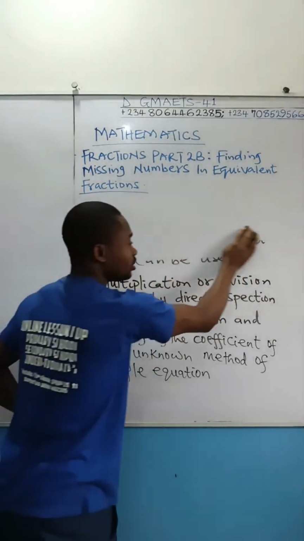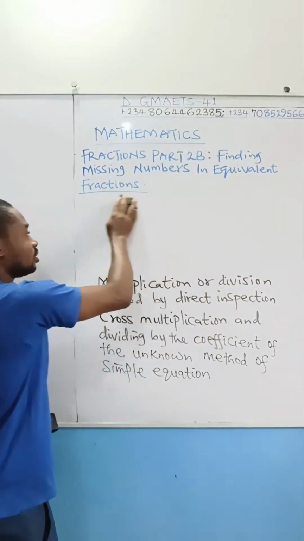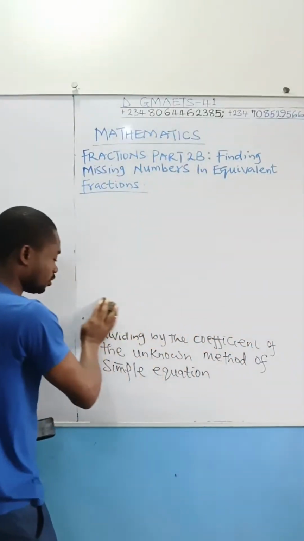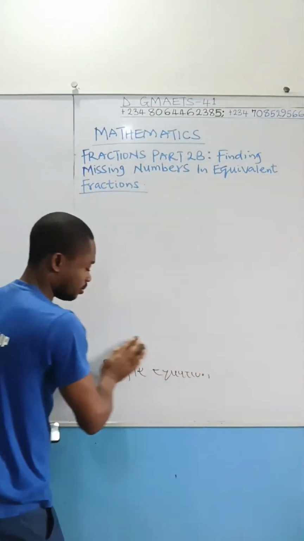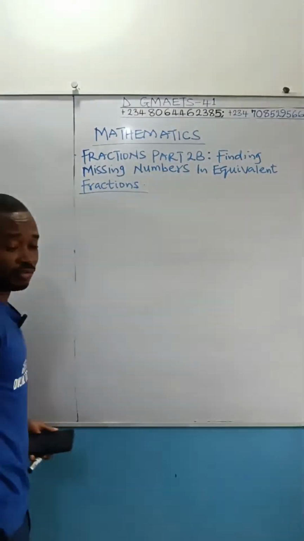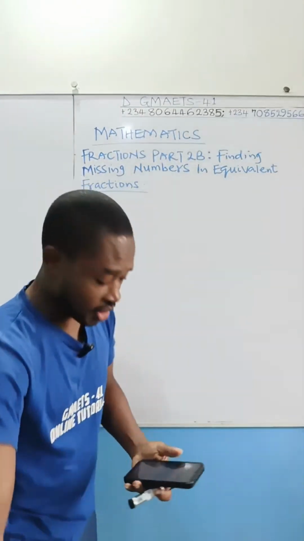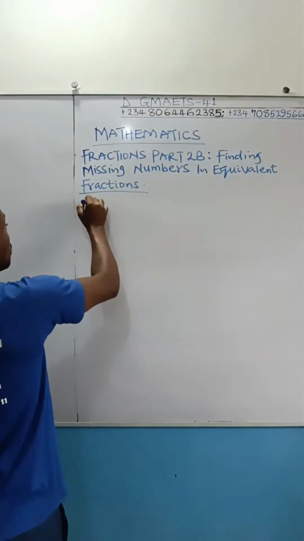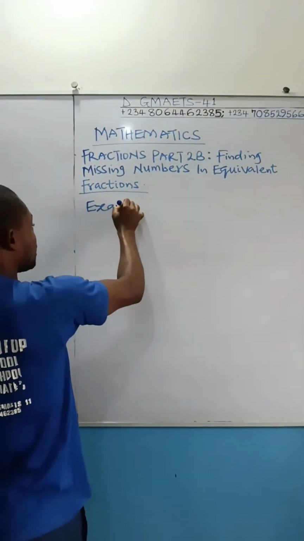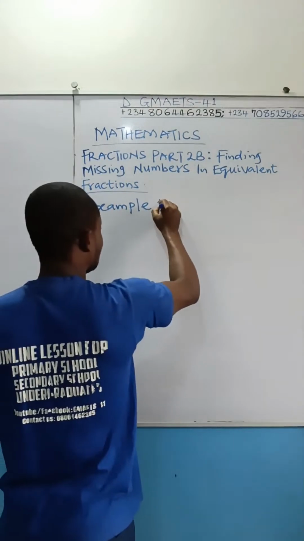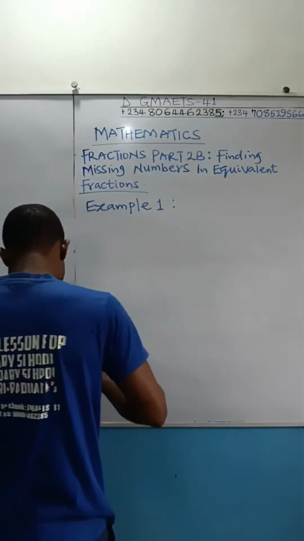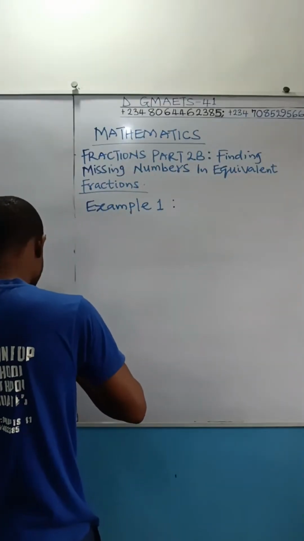I've just written the methods that you, my dear friends, can use to be able to find a missing number in equivalent fractions. So let us now see how we can apply these methods. We go straight on to example 1. Example 1. So in example 1 here, we have this question.